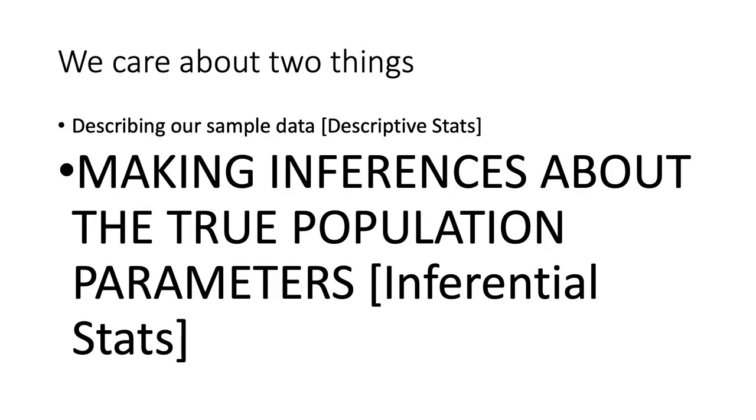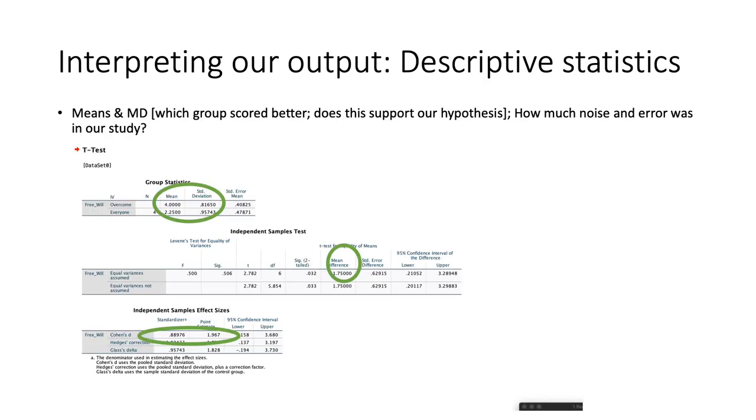We care about two things when we're looking at our data. Number one, we want to be able to describe our sample data. We call these descriptive statistics. And if you notice that the font has changed, we care about making inferences about the true population parameters: inferential statistics, truth, right? There's a difference here. Descriptive statistics we use, but we really care about these inferential statistics. So let's go over our descriptive statistics first.